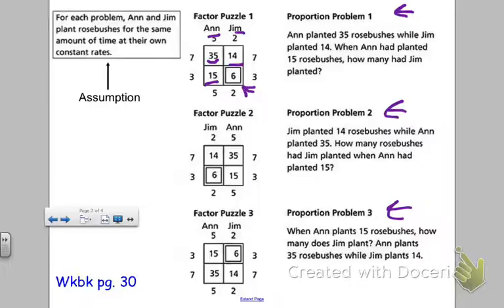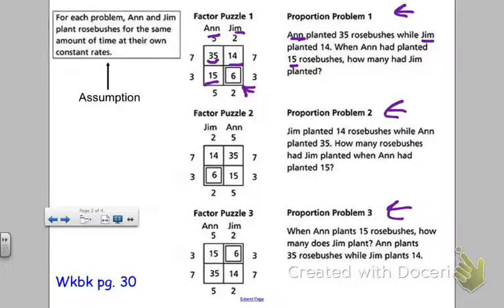So you can see that they used the labels of Anne and Jim at the top. Anne came first, Jim came second, so we have 35 to 14. And then the 15 rose bushes went underneath Anne. And then we were able to solve the factor puzzle and see that Jim would have planted 6 rose bushes. So that's the very first proportion problem. Let's take a look at proportion problem 2.